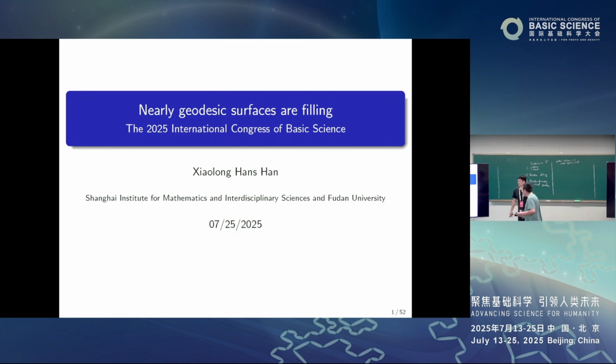Today, I'll talk about some surfaces in three manifold, and I will use a tool from dynamic system and differential geometry. And the most important point is for us to see the picture.